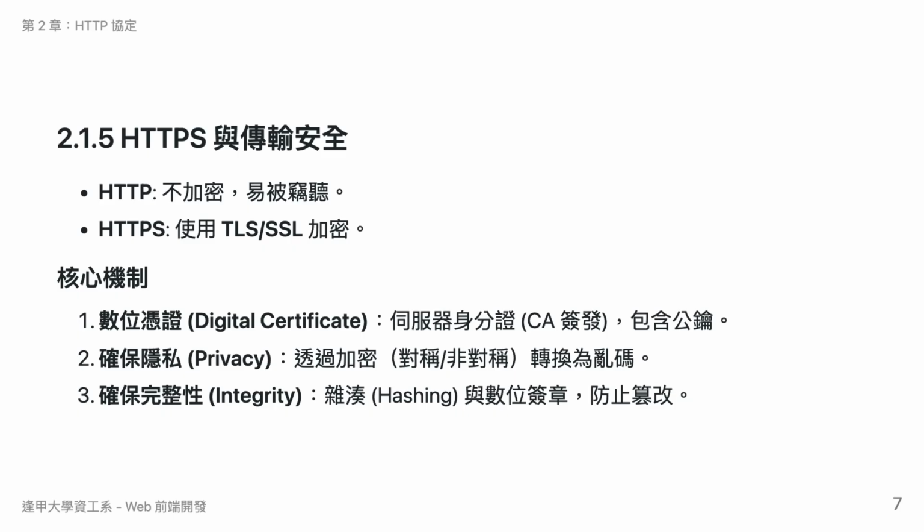Security is a top priority on the web. While standard HTTP is unencrypted and vulnerable to eavesdropping, HTTPS uses TLS or SSL to encrypt data. This relies on digital certificates issued by a certificate authority, which act as a server ID and contain a public key. This ensures privacy by turning data into unreadable text and guarantees integrity by using hashing and digital signatures to prevent tampering.